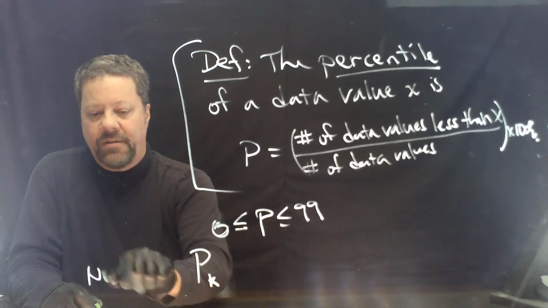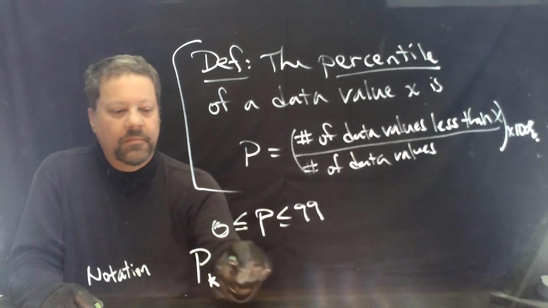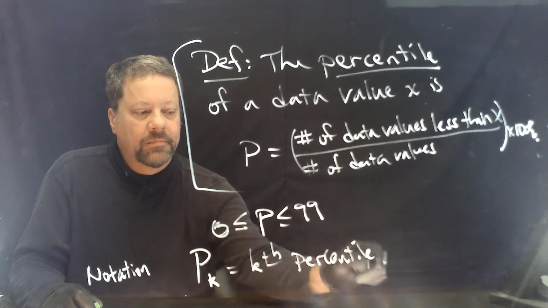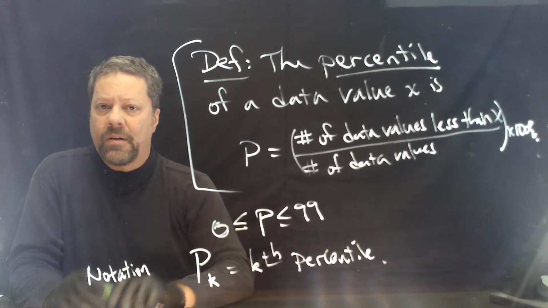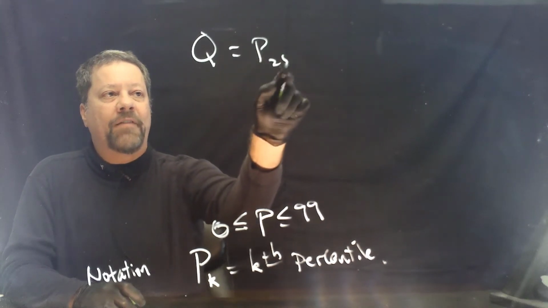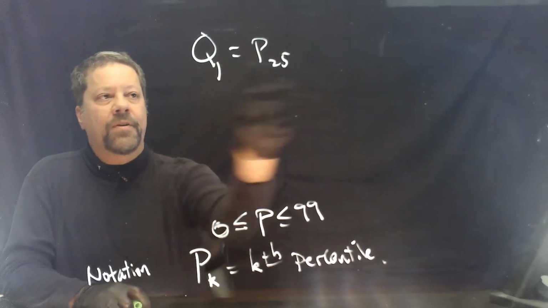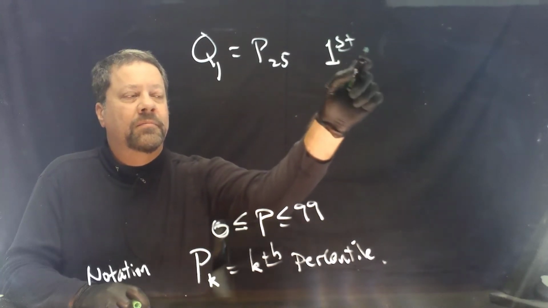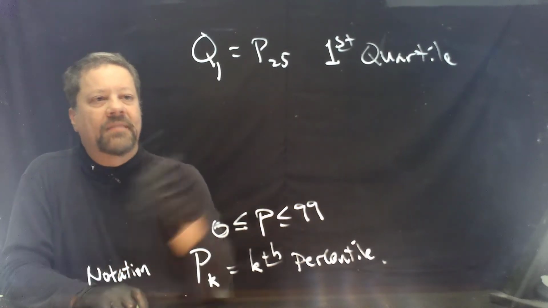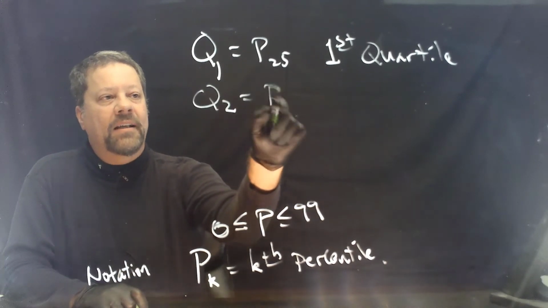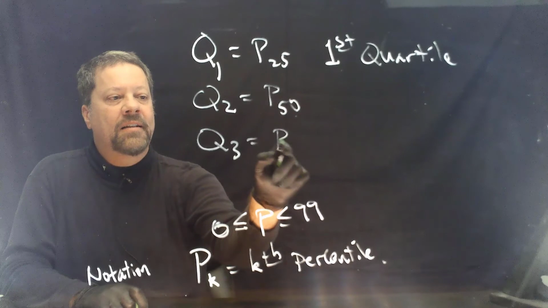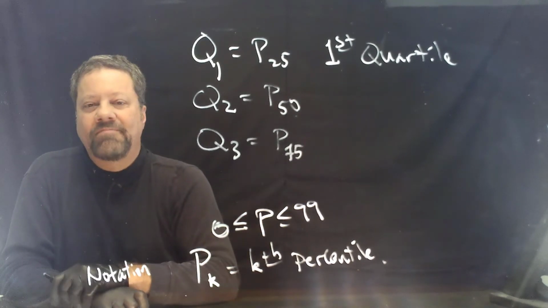PK, this is notation. It's the kth percentile. And there are certain of these that are more important than others for various reasons. Q1 is P25, so the first quartile is the 25th percentile. The second quartile is the 50th percentile. The third quartile is the 75th percentile.